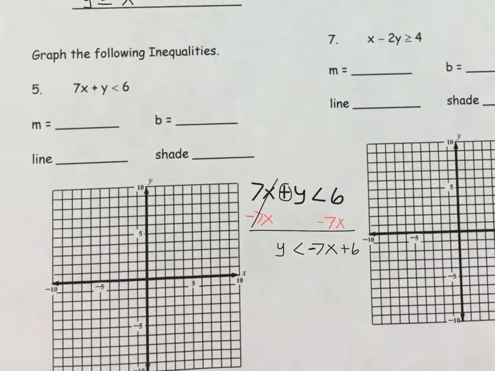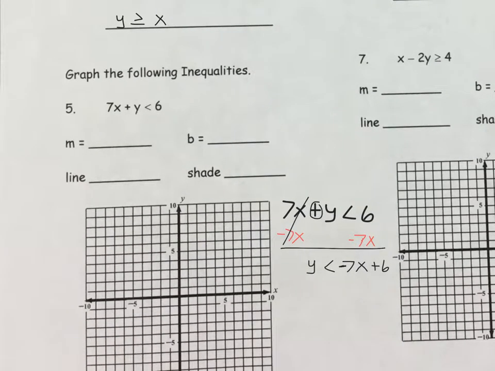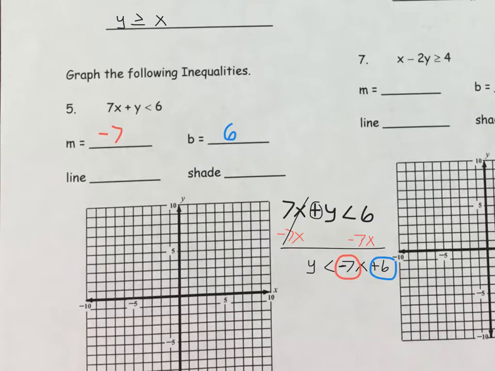All right, so if I go back up to the top, I can label my m. My new m is going to be that number that's connected to your x, so that's the -7, okay? And then the b is going to be that number that's on the end. In this case, it's a 6, okay? So that's a +6. All right, and then the line and the shade, we want to just go ahead and label these so that way it's easier when we go to our graphing, okay?